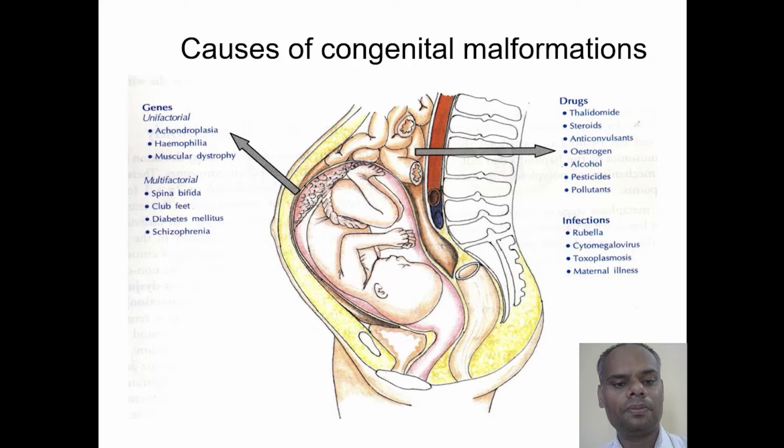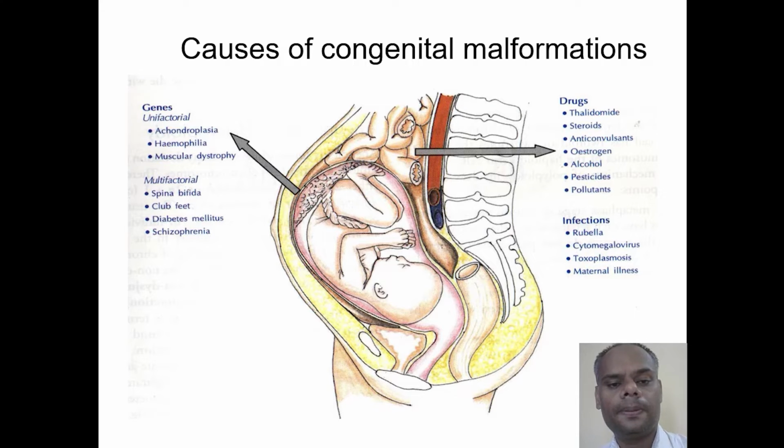The major cause of congenital malformations can be teratology. Teratology is the study of birth defects, and a teratogen is something that either induces or amplifies abnormal embryonic or fetal development and causes birth defects.